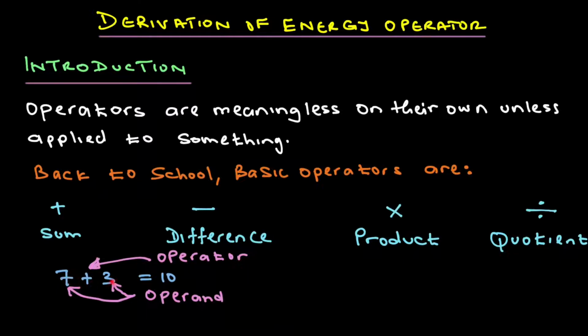7 plus 3 equals 10. The plus on its own has no meaning. It's meaningless. But when you apply it to 7 plus 3, you get 10. 7 and 3 are operands, plus is the operator.